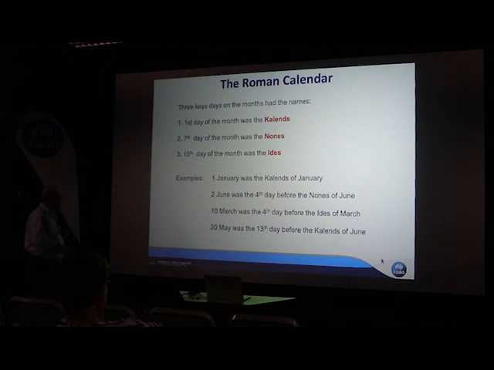The 2nd of June would have been the 4th day before the nones of June. The 10th of March would have been the 4th day before the Ides of March. And the 20th of May was the 13th day before the calends of June, and so on. It's a weird way of doing it. However, the Romans weren't really interested in that. They were interested in conquering and administering things.